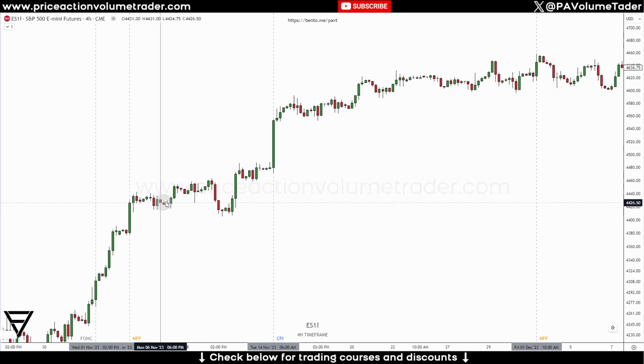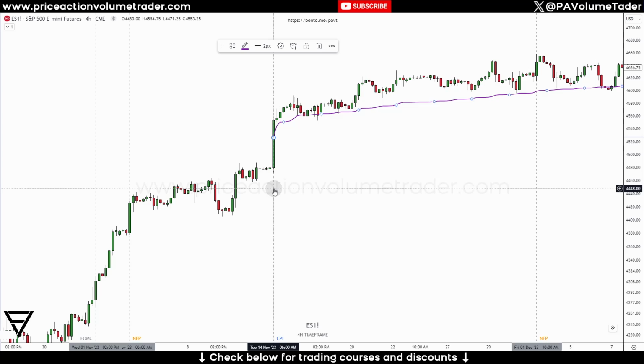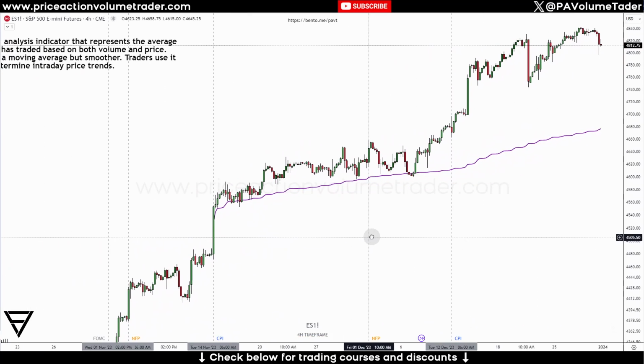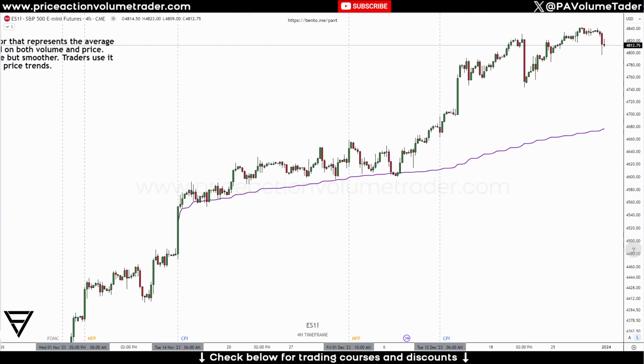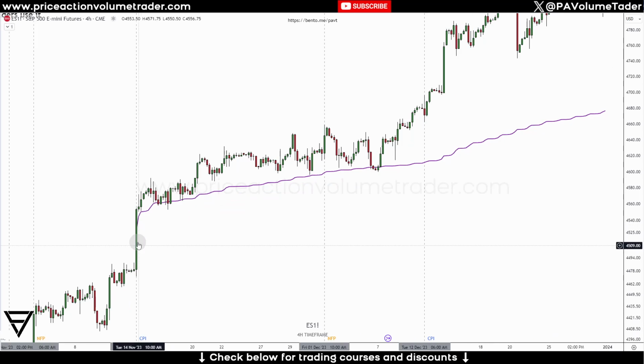If I move this over here, this was the CPI announcement on November 14th, and same thing. You can see this one was really nice. You can see how this movement here, the anchor VWAP from this event, gave us some really, really nice trend following entries here. And you can see how price held through 5 tests of this anchor VWAP to continue on its upside trajectory.